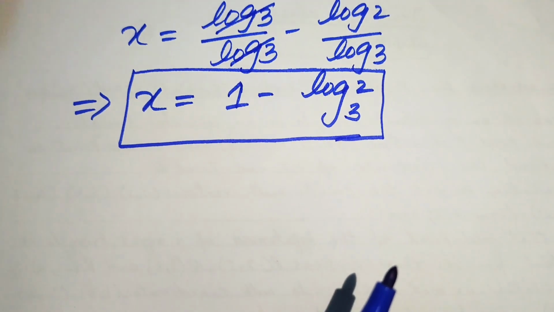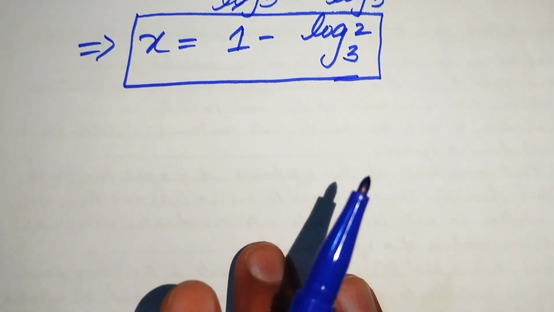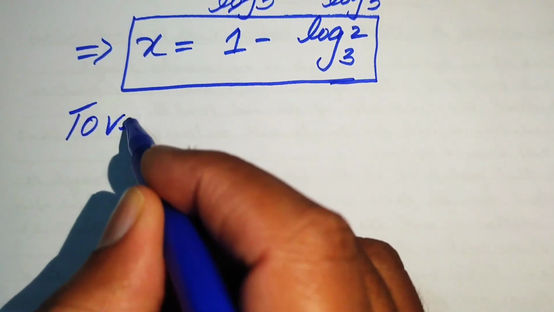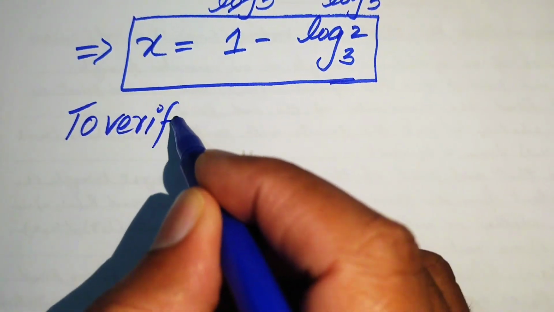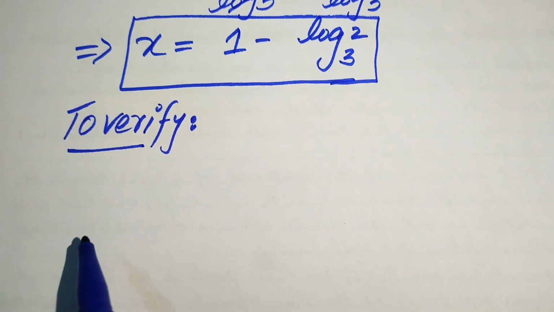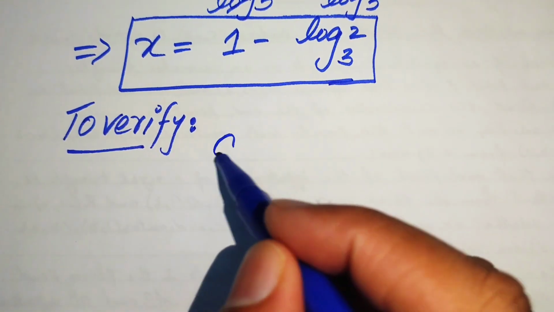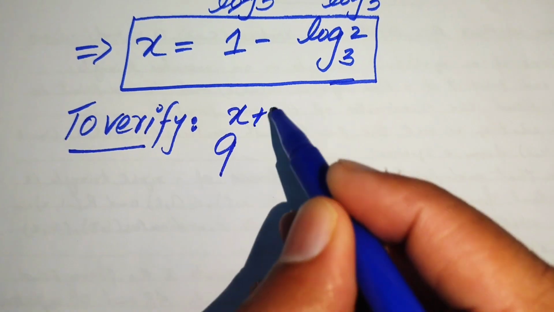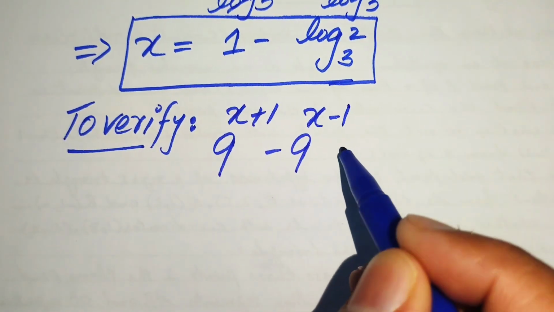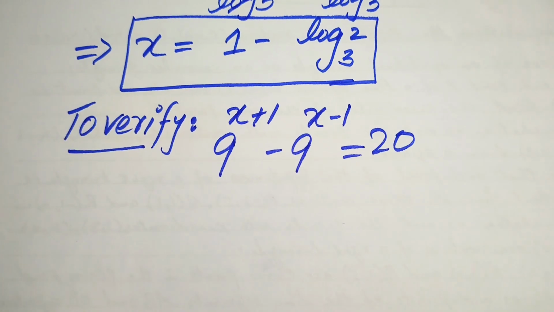And now we verify this value of x. Does this value of x satisfy our given question statement or not? In order to verify this, we first need to copy down the given question statement. So the given question statement is 9 to the power of x plus 1 minus 9 to the power of x minus 1 equals 20.